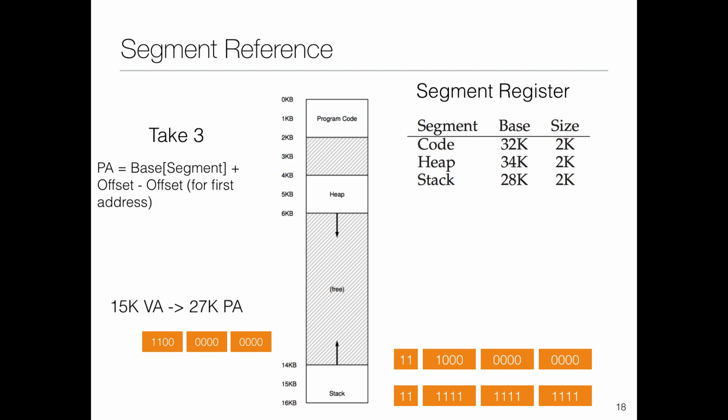We can actually have a formula which is somewhat simplified, somewhat more generalized: the base of the segment plus the offset minus the offset for the first address. In all of the cases that we've been seeing thus far, the offset for the first address was 0. The offset for the first address in the heap was 0. But the offset for the first address in the stack is?